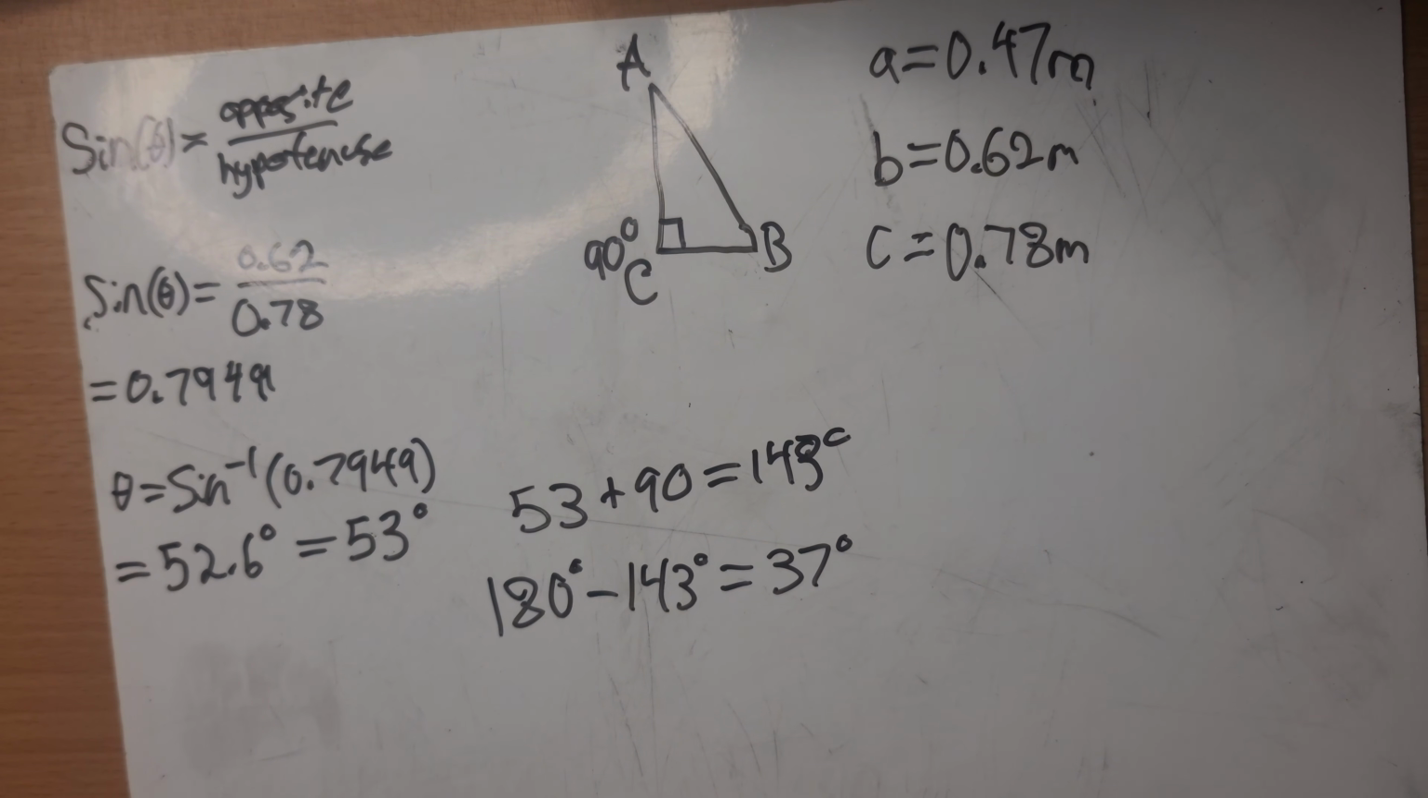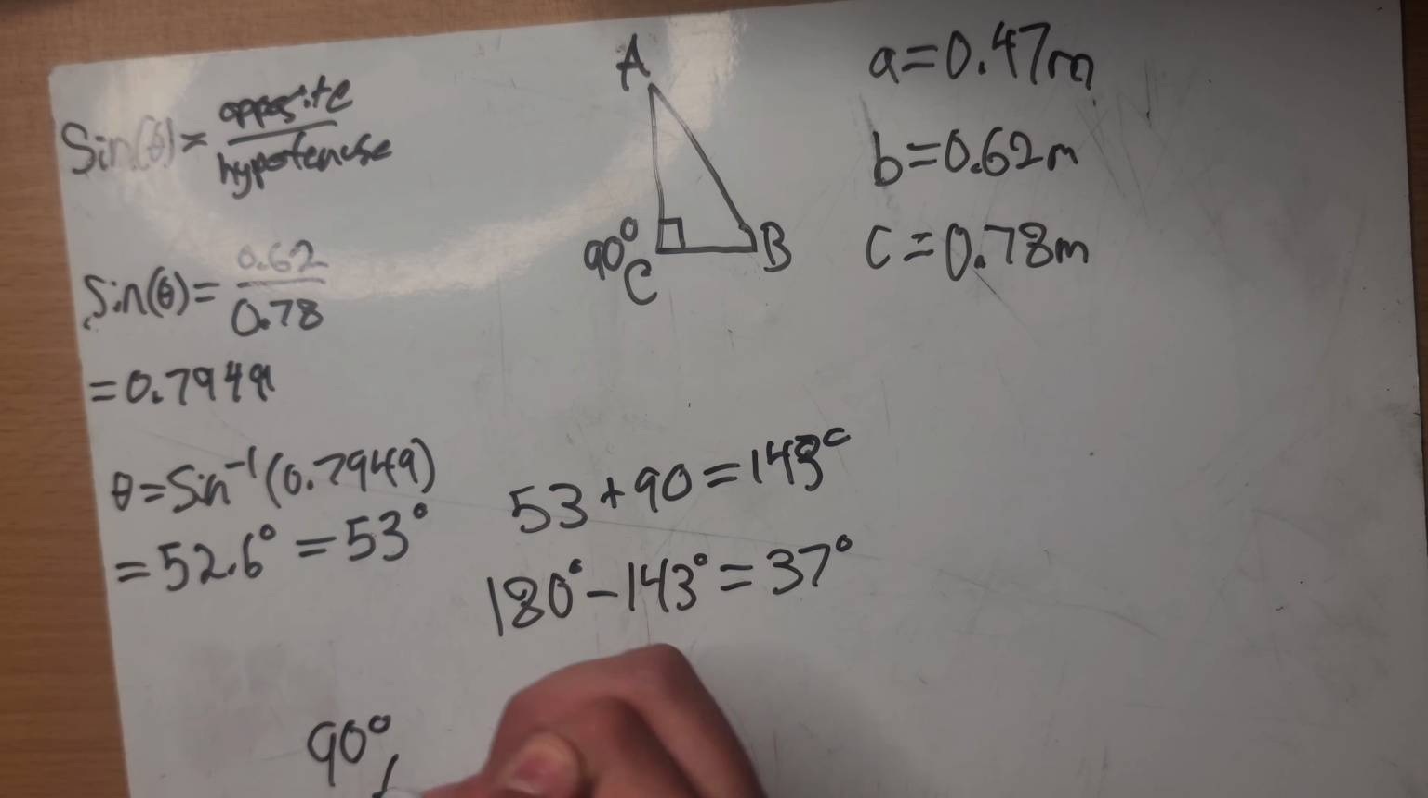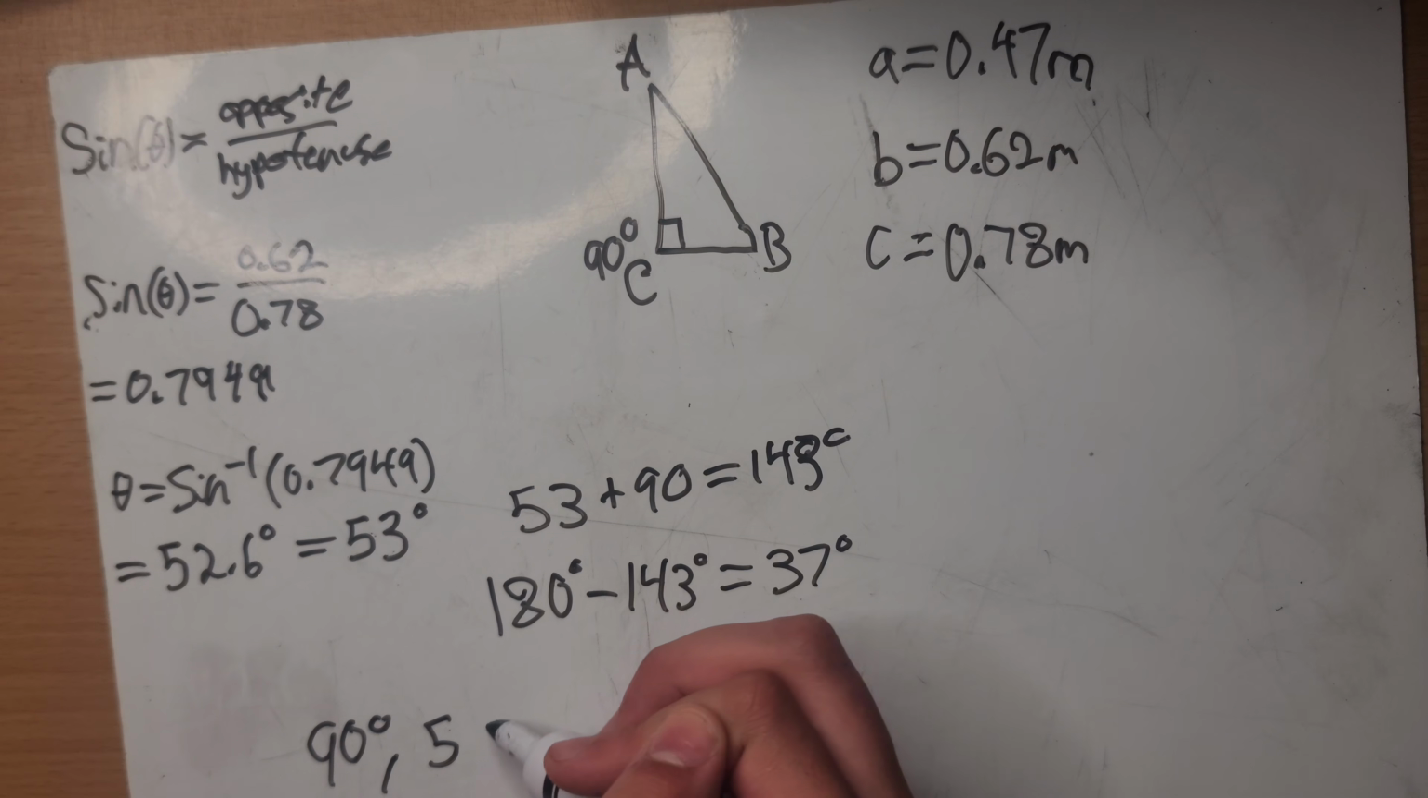So that means that all 3 angles in our triangle are 90 degrees, 53 degrees (or 52.6), and 37 degrees.